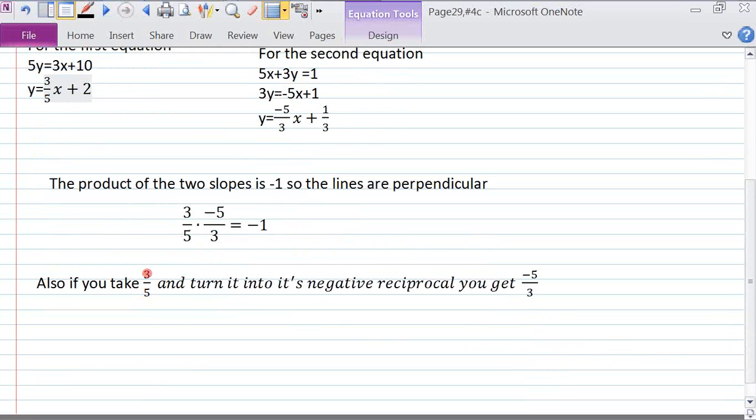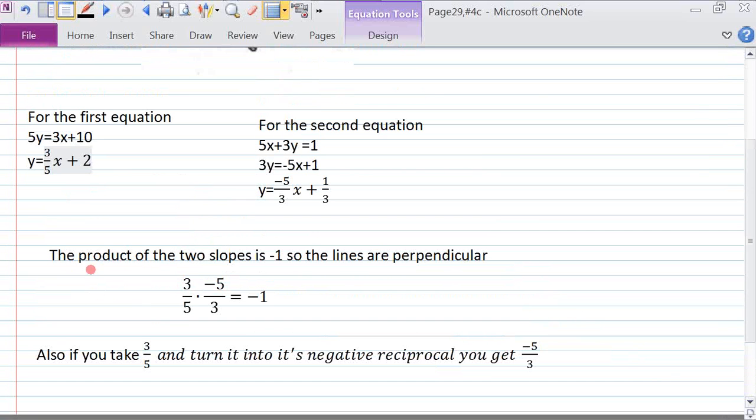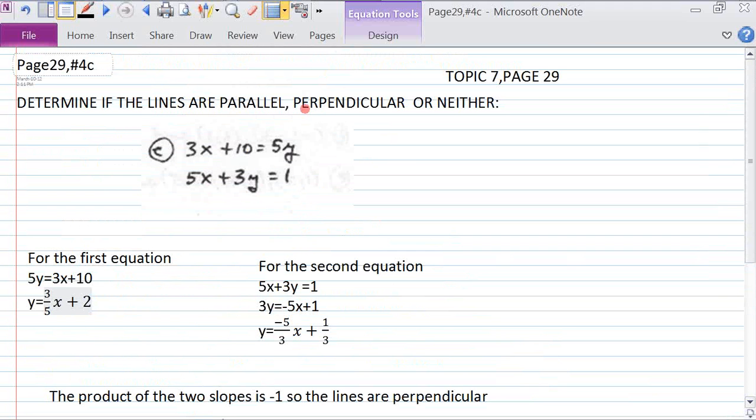So I've said it here, if you take 3/5 and turn it into its negative reciprocal, you get minus 5/3. In other words, you take the numerator here, put it in the denominator, take the denominator here, put it in the numerator, and you put a minus in front of it, then it's the negative reciprocal. So minus 5/3 is the negative reciprocal of 3/5. Or you could say 3/5 is the negative reciprocal of minus 5/3. So these two lines are perpendicular.